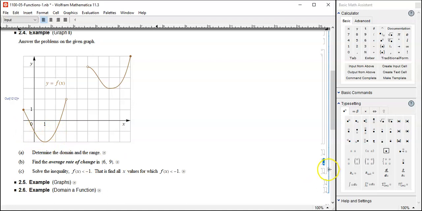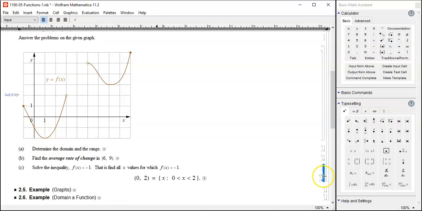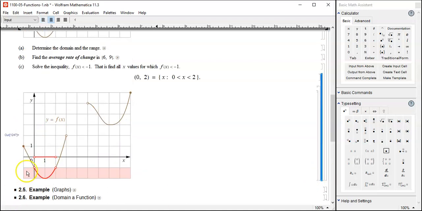You're looking for only down below. And then strictly less than -1, so I'm puncturing these two, and that corresponds to the x values between 0 and 2. This kind of shading will help you.